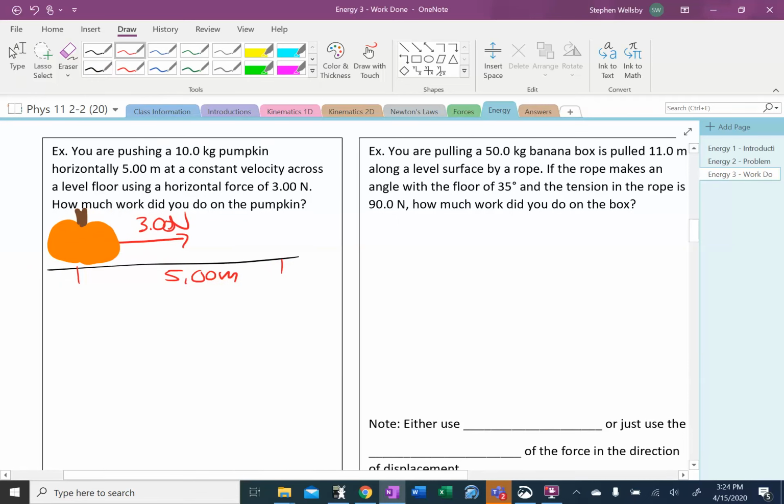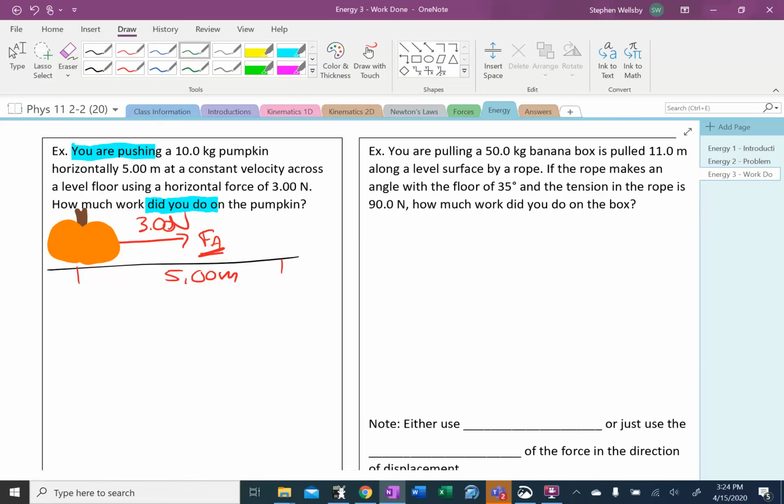And so you'll notice that maybe you noticed that I was very careful with how I worded this question. Because what I said is, how much work did you do when you are pushing the pumpkin? So in other words, what we're looking at is just this force here. This is the force that you have applied. This is your applied force, which is 3.00 newtons, and you are moving at 5 meters.